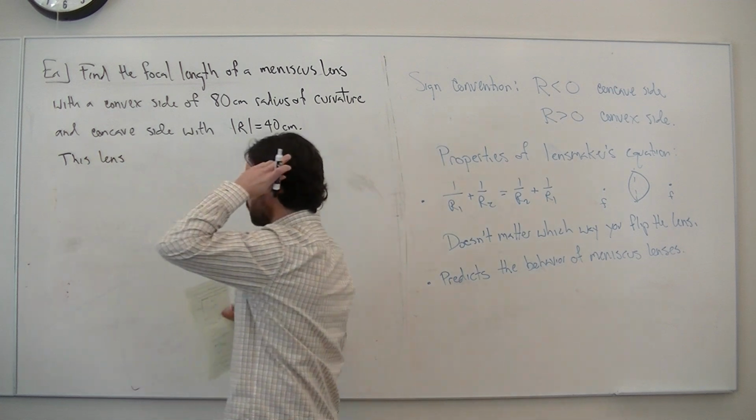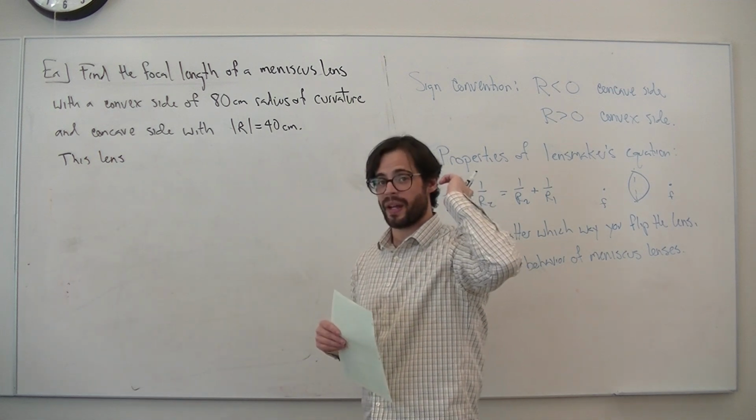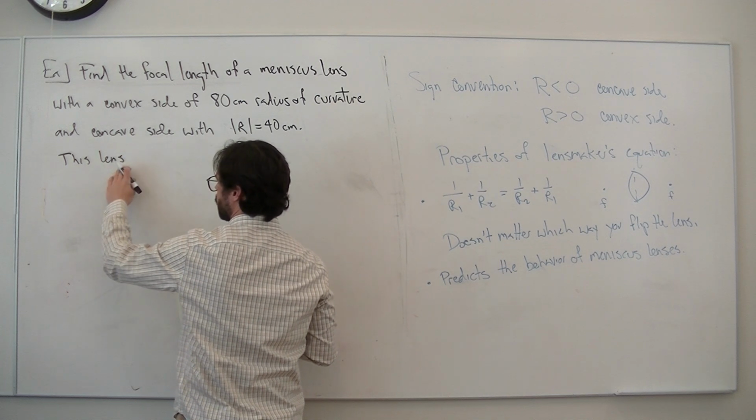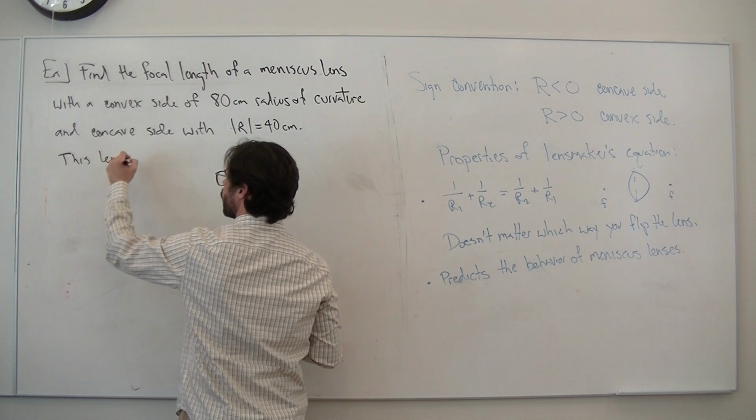So the last thing I need to do is tell you, and we'll do it once, just explicitly stating that the lens is operating in air. So this lens is operating in air, and it's made out of some optical glass with index of refraction 1.5.